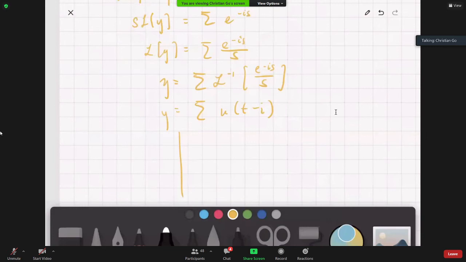So what does this mean? This is a function where at every time 1, 2, 3, 4, 5, so on and so forth, I add 1. I keep on adding plus 1 at every time. 1, 1, 1, 1, so on and so forth. So it's like an infinite staircase going up.